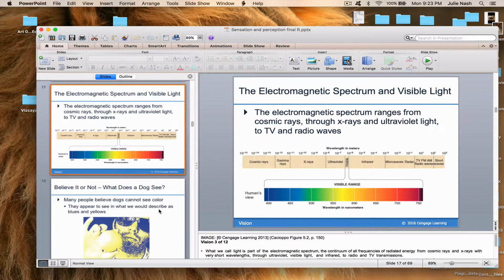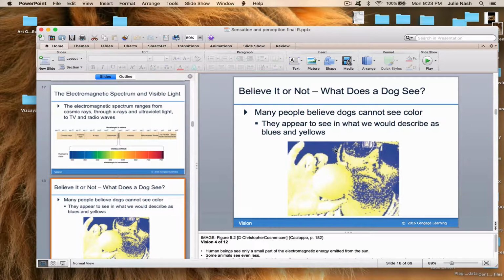So these are light waves. This is the electromagnetic spectrum, and I want you to notice that right here, this little sliver is all we perceive. All of this is not in our perception. So yes, this color range is all right here. We don't see ultraviolet. We don't see infrared. Now, if we use special glasses, we can. We don't see the microwaves in the microwave going around. What do dogs see? They don't see black and white. They do see color. They see blue and yellow.